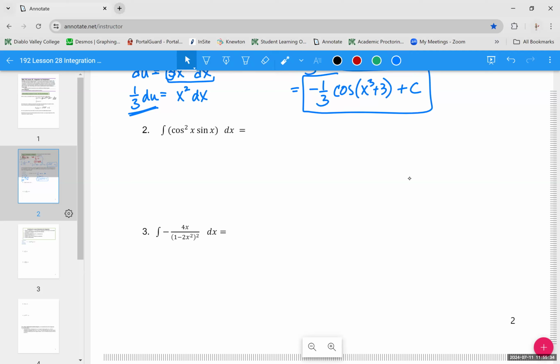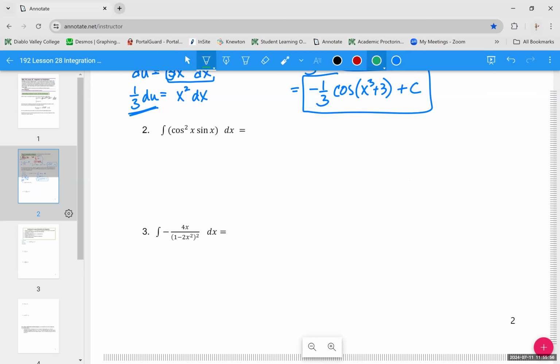Okay, let's try a couple more. Now we have cosine squared times sine. Now, both cosine and sine are derivatives of each other. So in order to figure out what the u is, you've got to think about which one of these is an inside function.